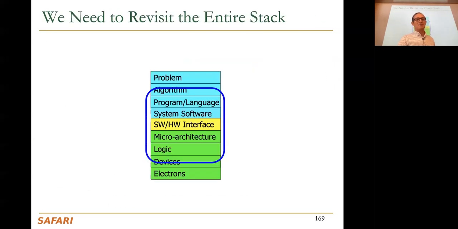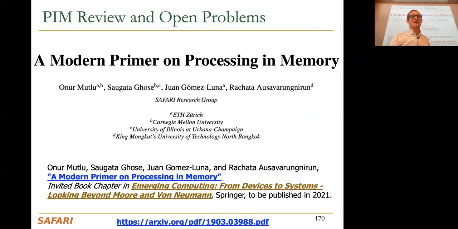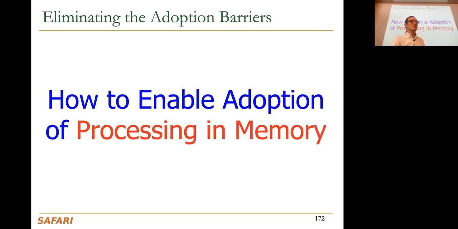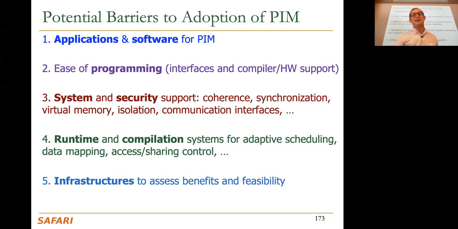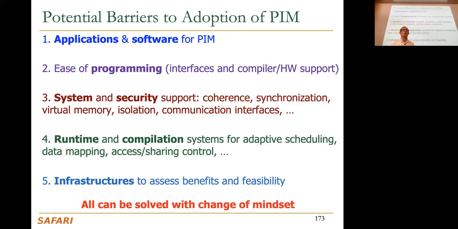Okay, I already discussed this. But basically, we need to revisit the entire stack to do all of this. I think one important issue is how do we enable adoption? So I think I will conclude with this one. There are many, many barriers to adoption clearly on a new technology, and that's always true. Here, it's not just the technology, it also affects everything in the stack, right? And these are 5 major things, clearly, and most of them are about software and systems. How do we design software and systems to enable this? And programming interfaces, system and security support to enable this, runtime and compilation systems, and infrastructures to truly assess the benefits and feasibility of these mechanisms. I think this is really important to develop to enable a paradigm shift like this.